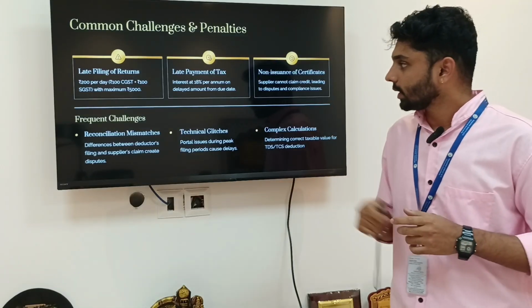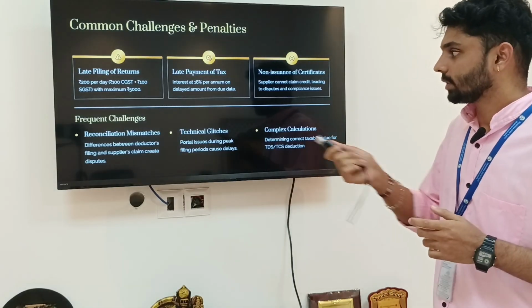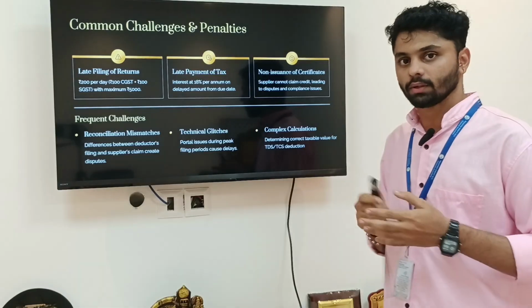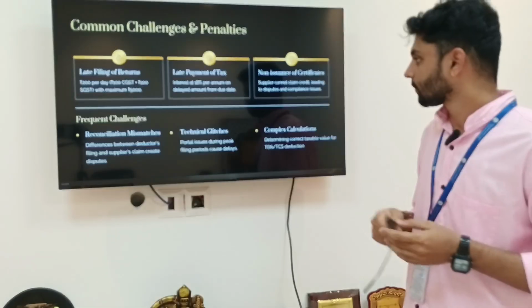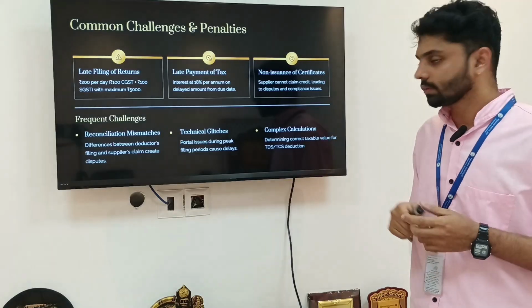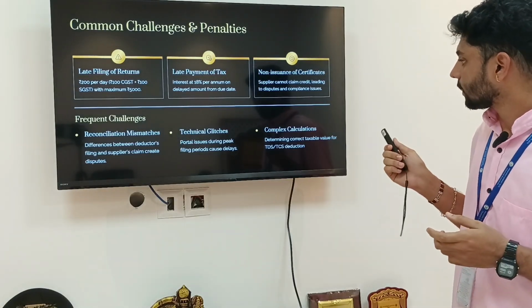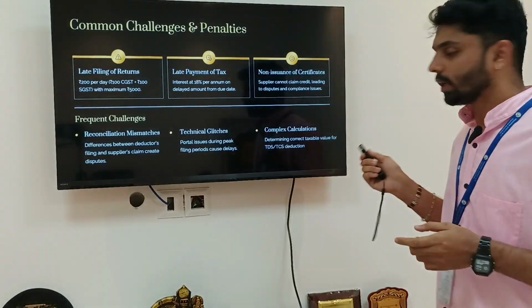Next challenge is reconciliation mismatches, that is, deductors' and suppliers' claims do not match. There might be some calculation errors or portal glitches, portal issues during peak filing periods, and complex calculations. The correct taxable value for TCS and TDS deduction needs to be accurate.